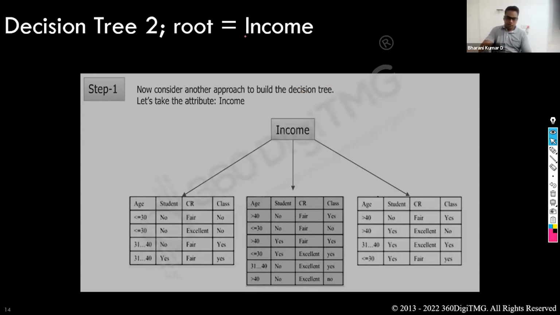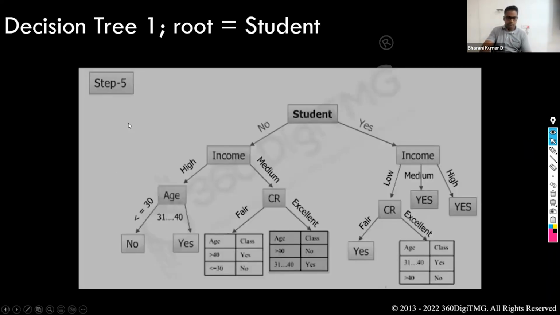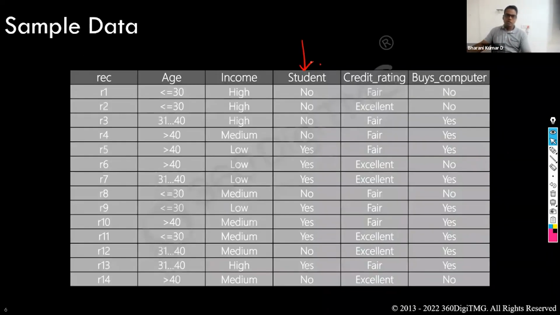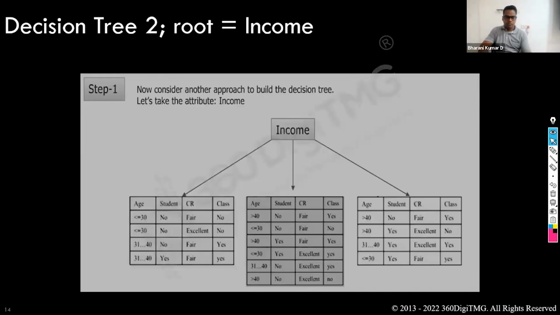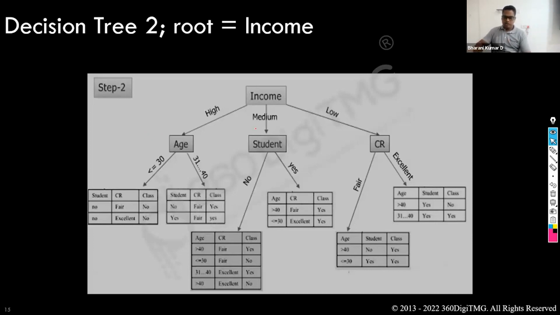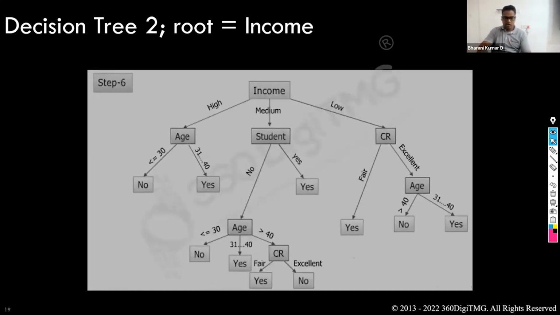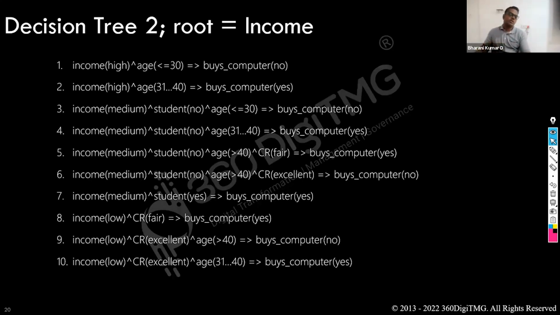Suppose in this data set, instead of choosing student as a root node, what if I use income as a root node? What will happen? If you choose income as a root node, then income is low, high, and medium, so you get different splits. Again, on age, etc., you're splitting further, continuing that split. After you grow the tree completely by splitting, you'll have a different set of classification rules.